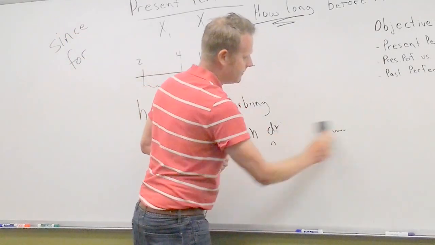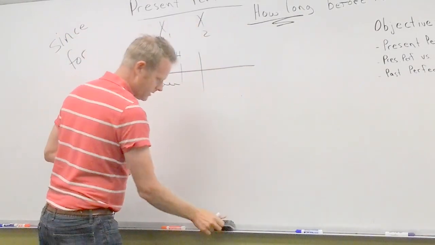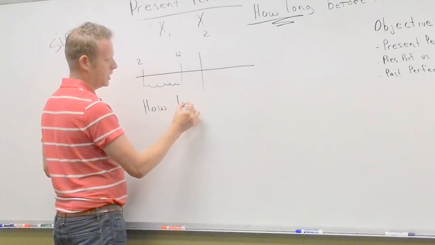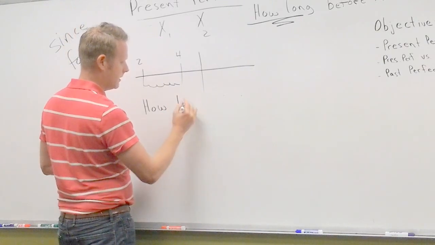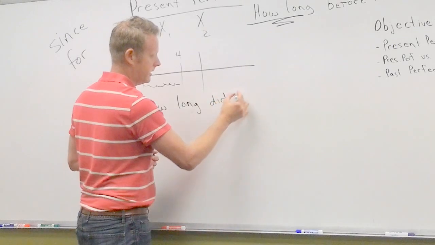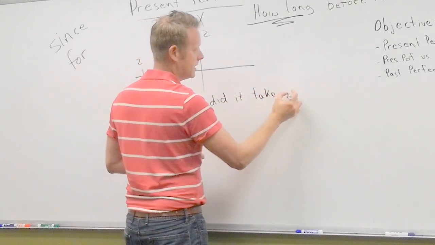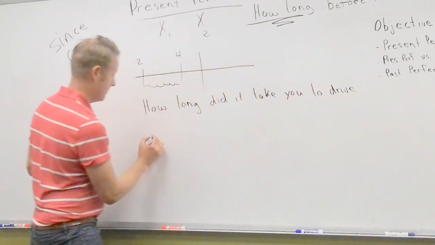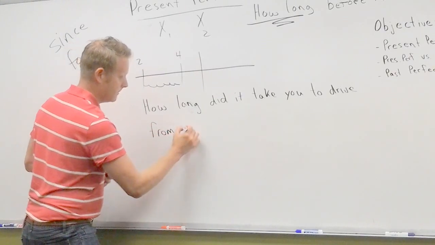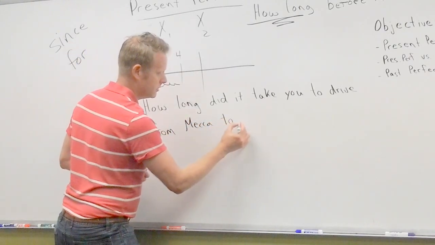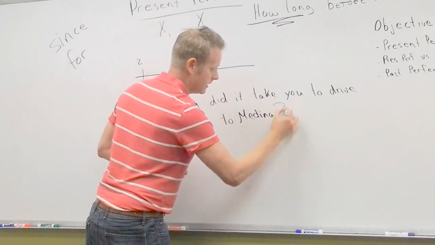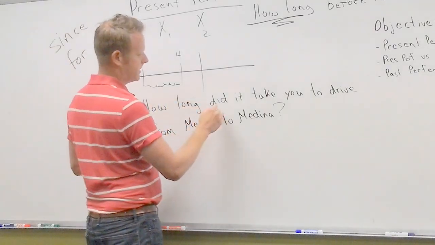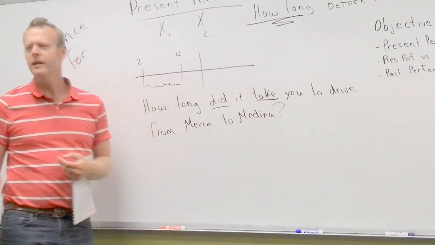Look at this. Good question. You're asking Jessica how long. How long did it take you to drive from Mecca to Medina? Now look at the verb tense. Okay, be careful. So it's a question. How long? What verb tense is this? Did. Past. It's simple past because it's already done.